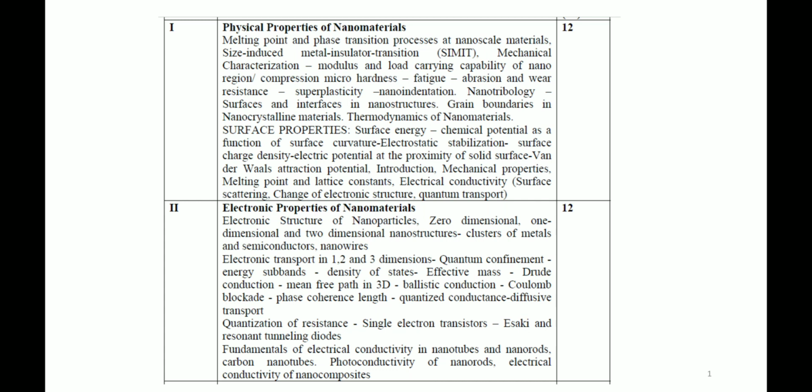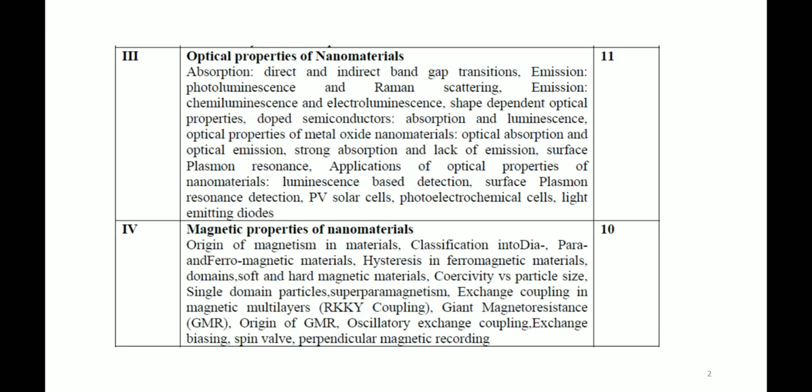Then the third type of properties belongs to the optical properties of nanomaterials. Optical property is nothing but what belongs to its color. So how the color of the material is going to change, and the optical absorption, which belongs to light. How light interacts with the material when it goes to the nano, whether it behaves in a similar manner or in a different way, can be understood in the optical properties.